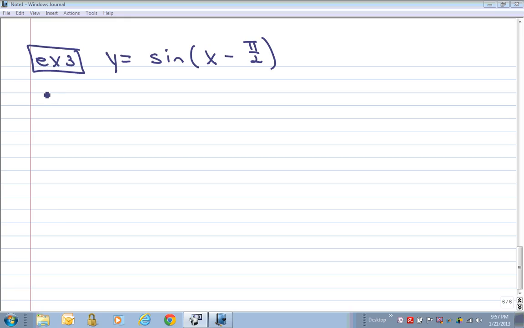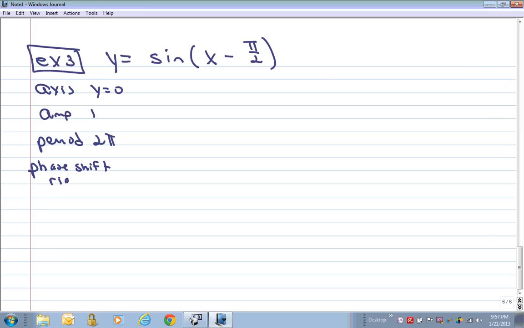So once again, our axis will be the same. It's going to be y equals 0. Our amplitude is going to stay the same. It's 1. Our period hasn't changed. It's still 2 pi. So the distance is a distance of 2 pi. It just may be shifted over, so the graph may not end at 2 pi. If you do one cycle, it may end before that or after that based on our shift. And then we have a phase shift to the right, a distance of pi over 2. All right, let's build our graph and see how we do this time.